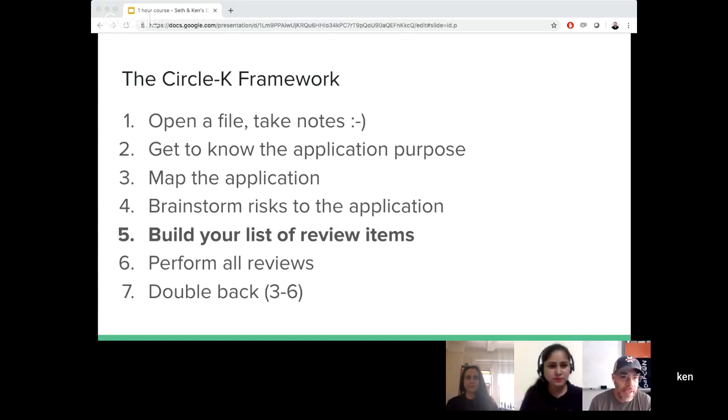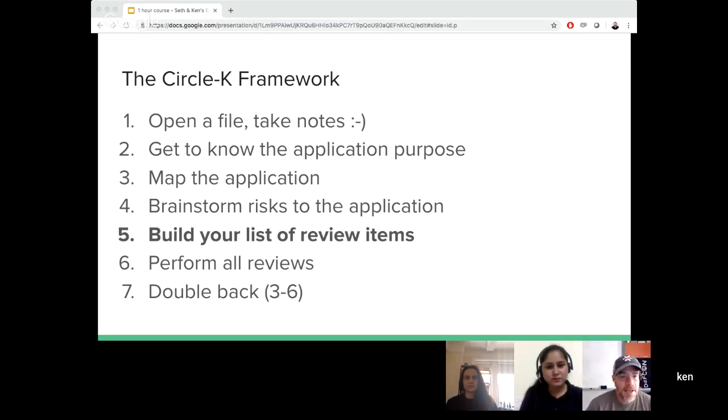And then we didn't really get to brainstorming the risks of the application, but we did address that a little bit as we're moving through the mapping of the application, figuring out what the routes and authorizations are. But that portion is really important, right? I like that. That's the whole point of doing a code review, is understanding what those risks are.